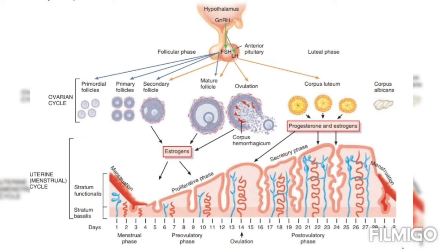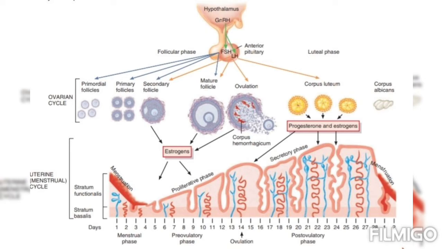And coming to the second phase, that is the pre-ovulatory phase. The pre-ovulatory phase is the time between the end of menstruation and the ovulation. The pre-ovulatory phase of the cycle is more variable in length than the other phases, which accounts for most of the differences in the length of the cycle. It lasts from almost day 6 to 13 in a 28-day cycle.